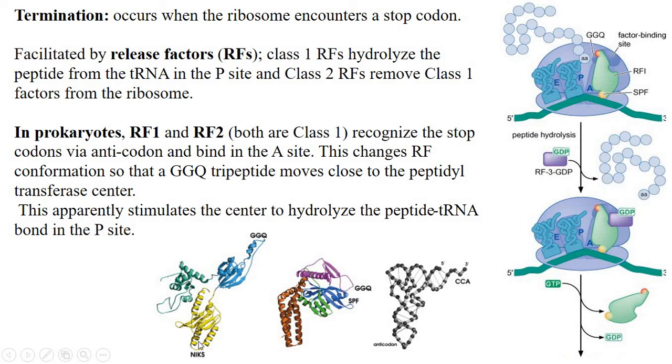This just shows again, this is the GGQ of release factor 1, and you can see that structurally it is quite similar to a tRNA. This is the tRNA, the CCA sequence. The A is where the amino acid binds, and this is release factor 1, which, because it's structurally similar, fits in the A site in the same way the tRNA will.